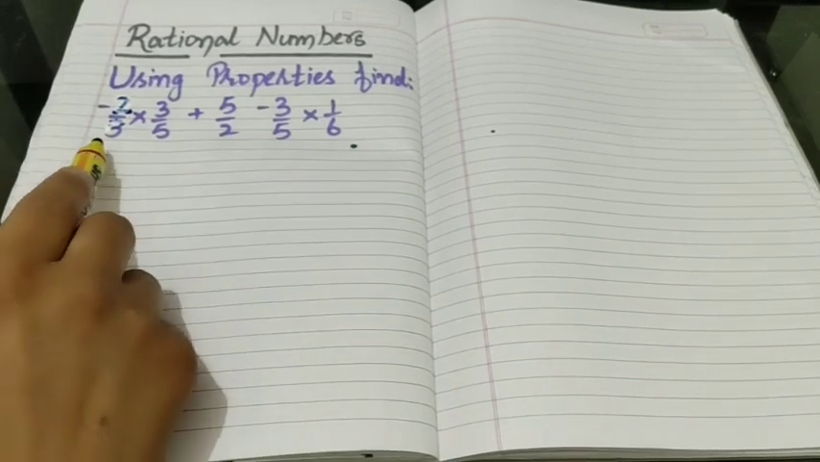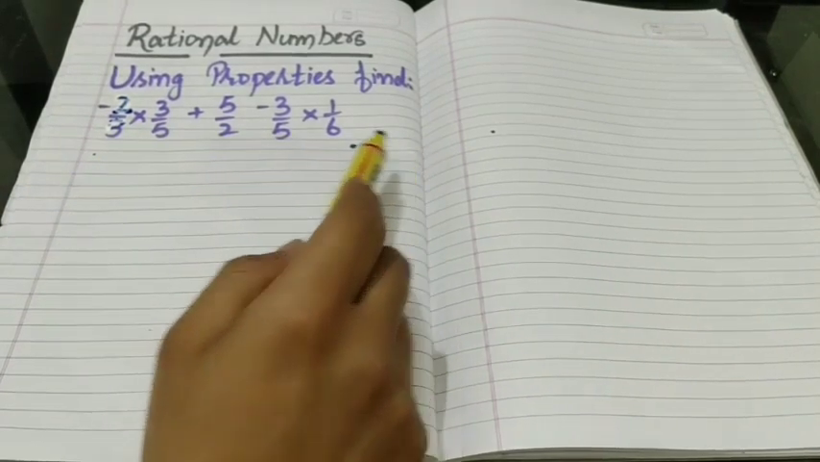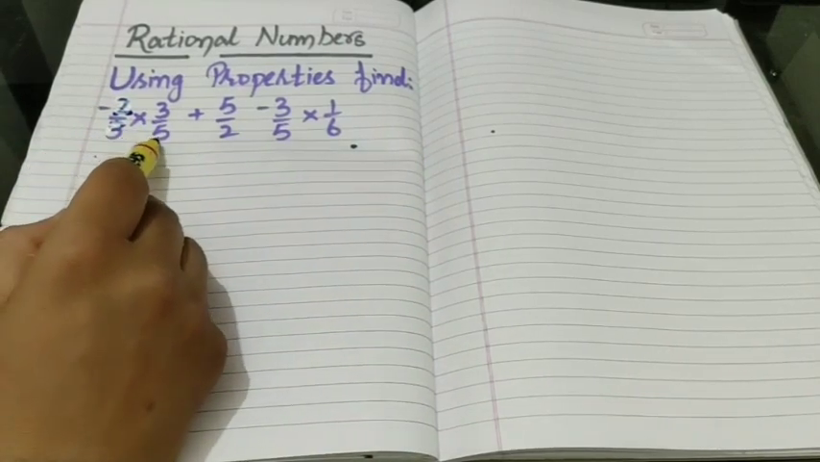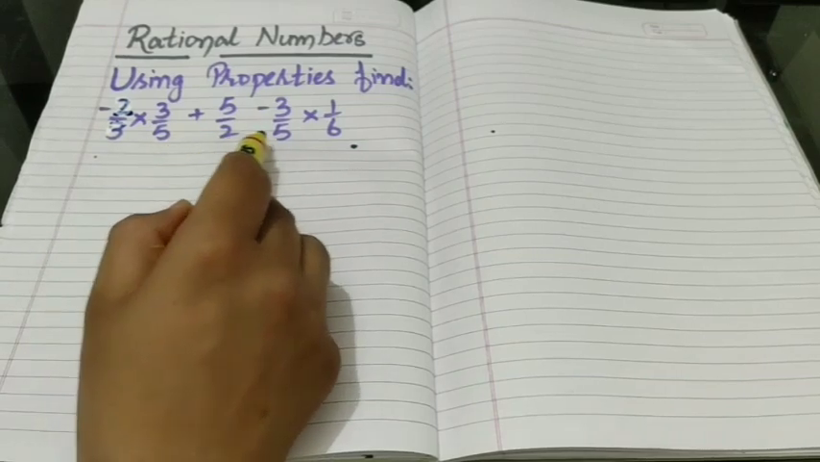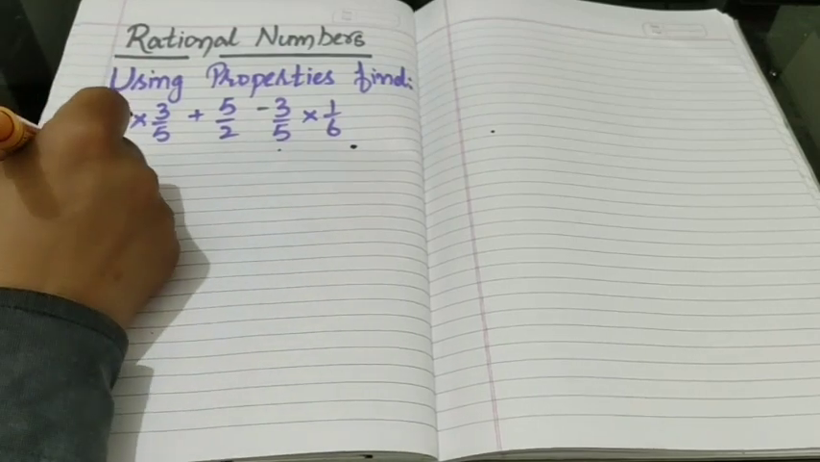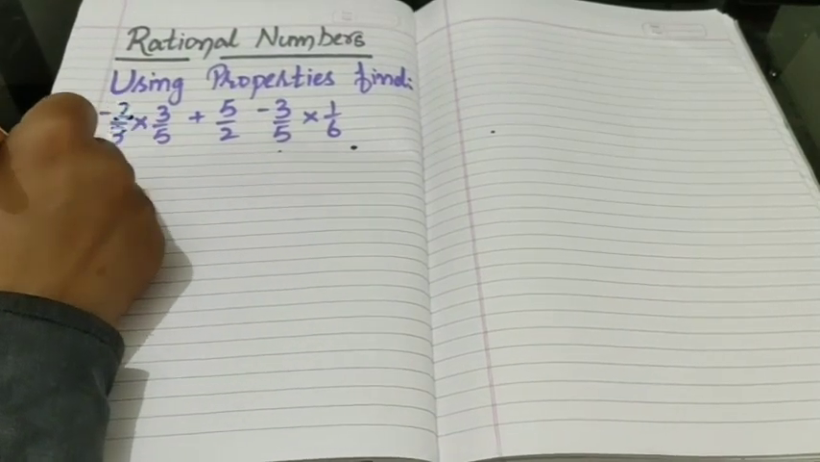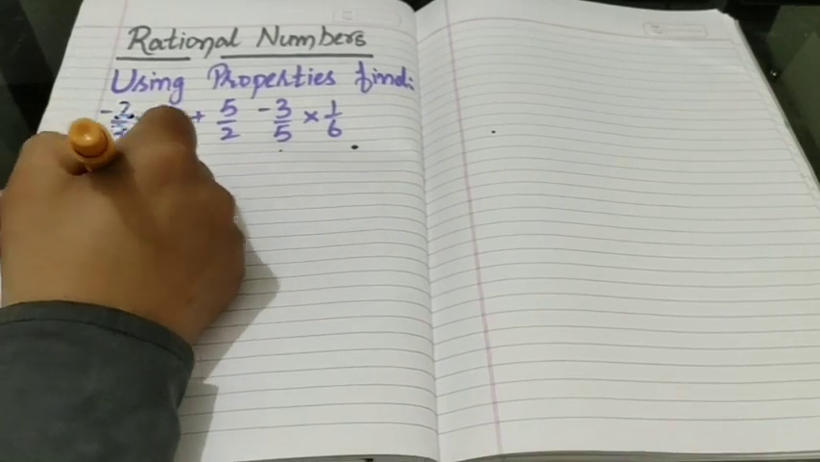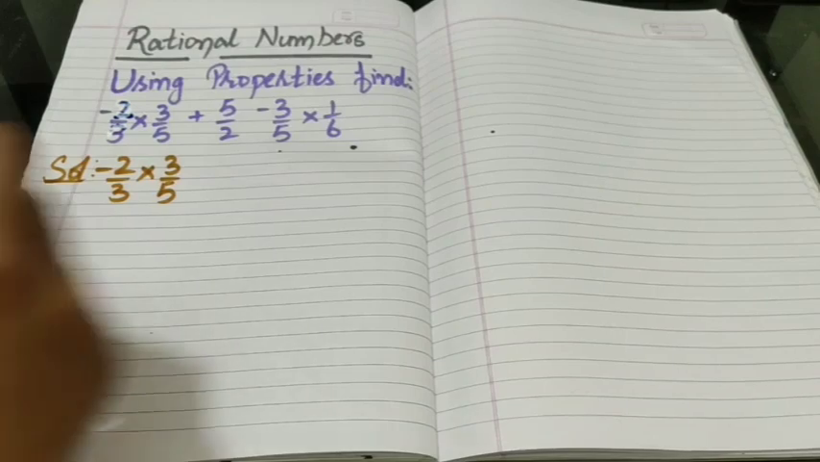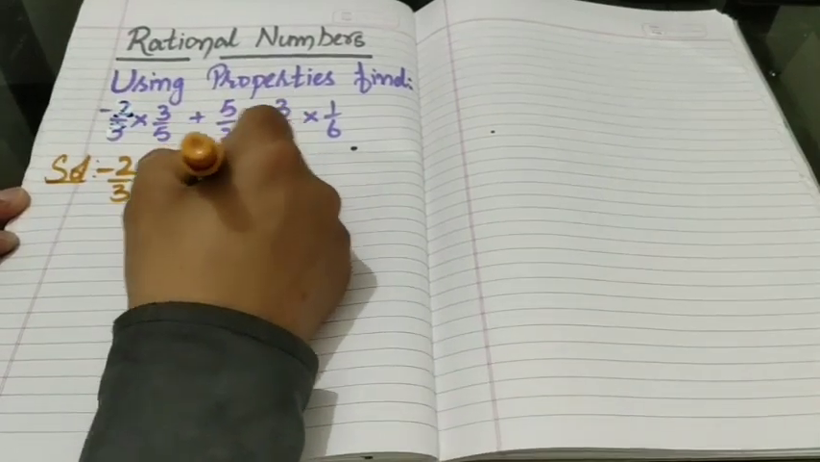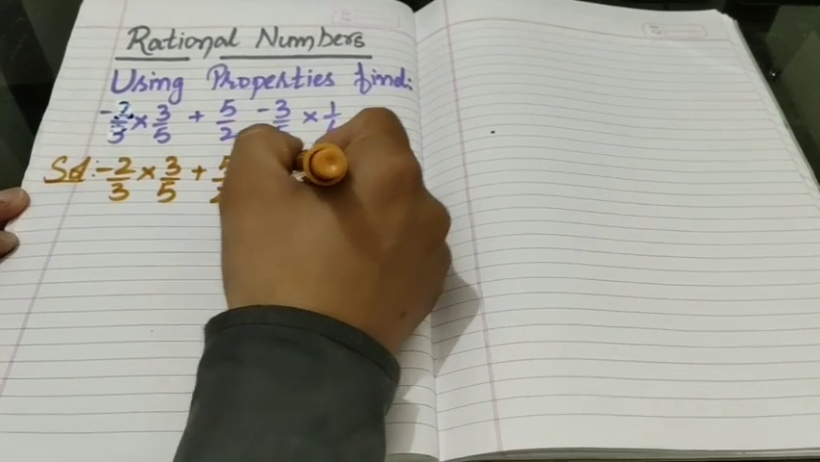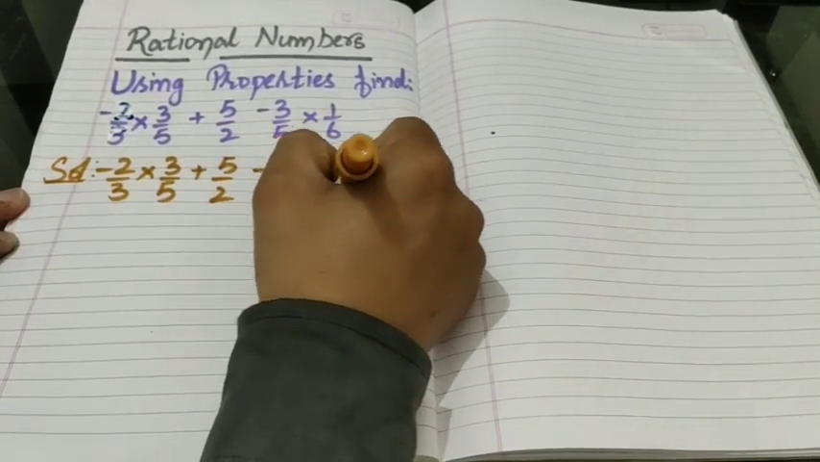We have to solve this using properties. And the expression is minus 2 upon 3 multiplied by 3 upon 5 plus 5 upon 2 minus 3 upon 5 multiplied by 1 over 6. So to start with, let us write the expression first. It is minus 2 upon 3 multiplied by 3 upon 5 plus 5 upon 2 minus 3 upon 5 multiplied by 1 over 6.